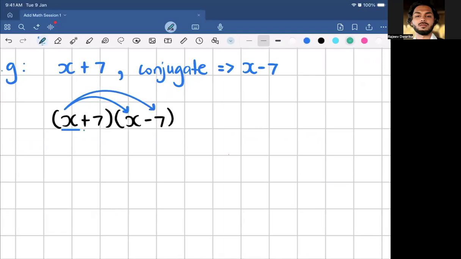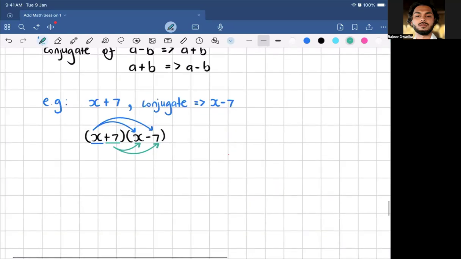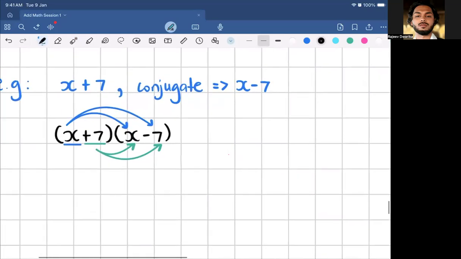And after that, you're going to take the second term and multiply that by all the terms in the second bracket. So let's do that, Shina. We're going to start off with multiplying everything by x. So what is x by x? X squared. Right?